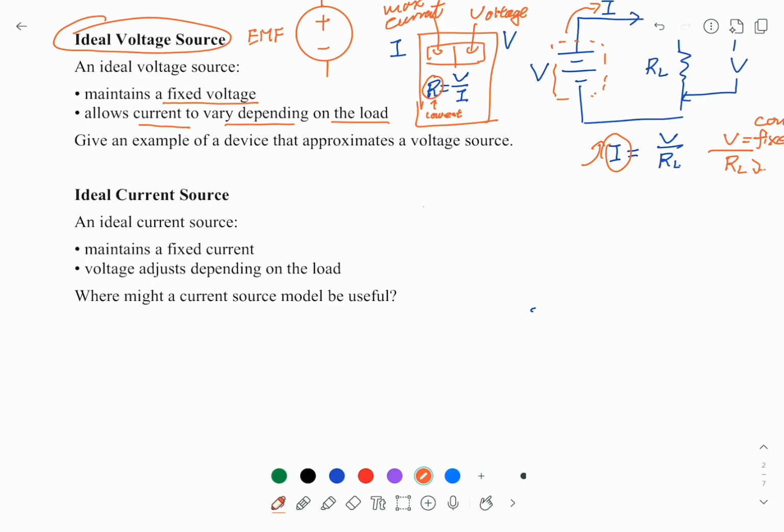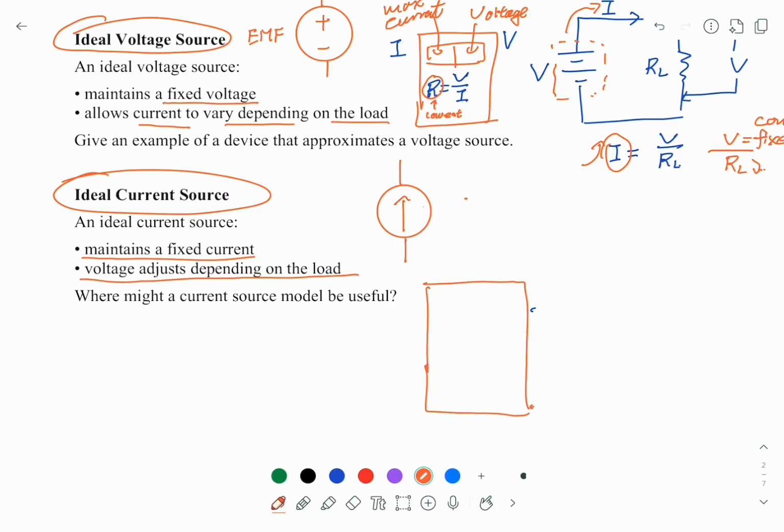Next, let's look at another type of source we call the ideal current source. An ideal current source cannot be visualized as something simple like a battery or power supply. It is a complicated circuit. It can maintain a fixed current, and the voltage will adjust depending on the load. So first, this is the symbol. There's an arrow here.